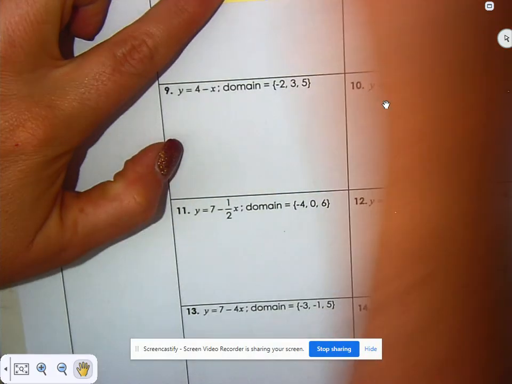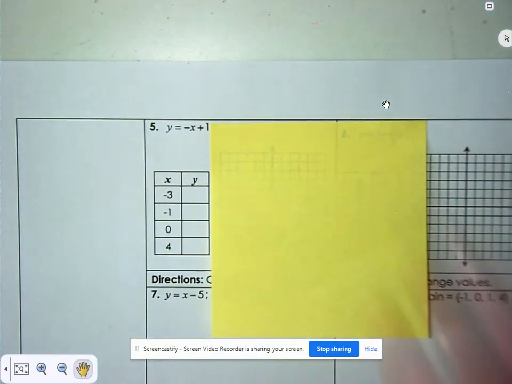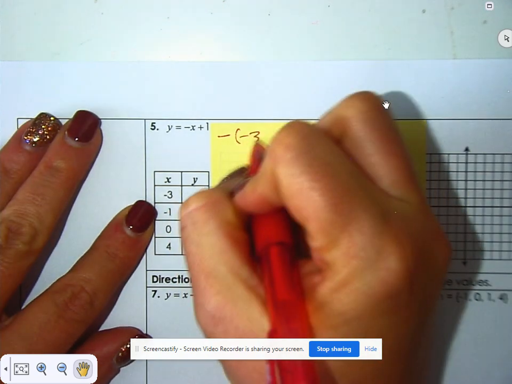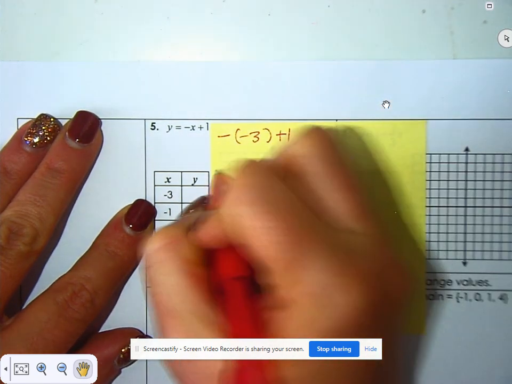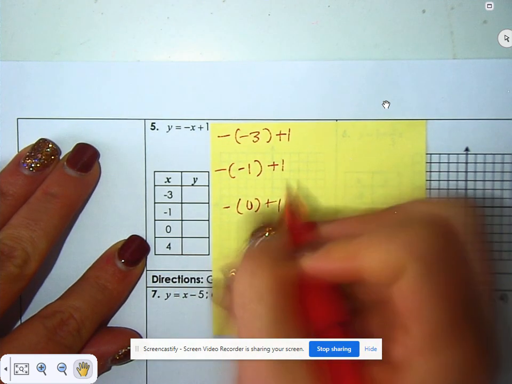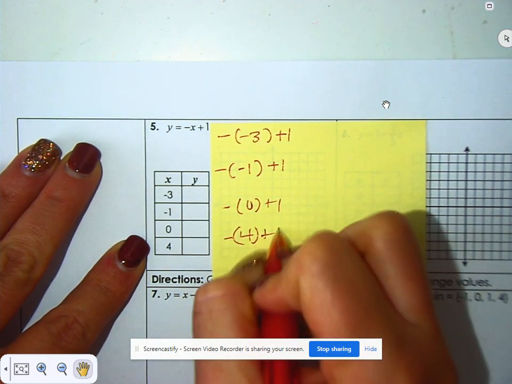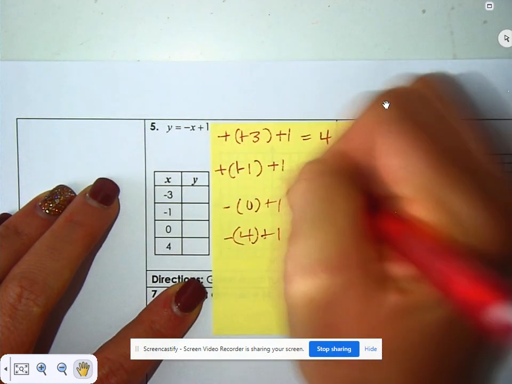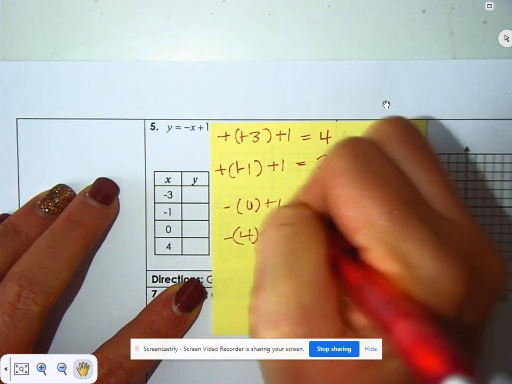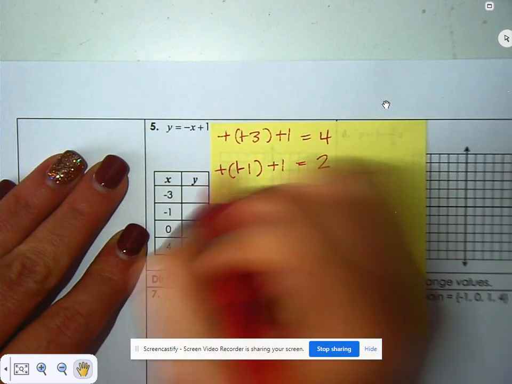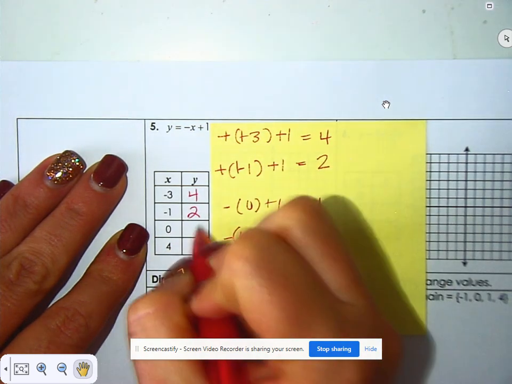All right, so same thing here. Okay, we're going to plug in our numbers. Now, this one got a few of you in class, so pay close attention. That's a negative x, so it's going to be negative negative 3 plus 1, and negative negative 1 plus 1, and negative 0 plus 1, and negative 4 plus 1. Okay, so that made that a positive 3, and 3 plus 1 is 4. Positive 1 plus 1 is 2. 0 plus 1 is 1, and negative 4 plus 1 is negative 3.